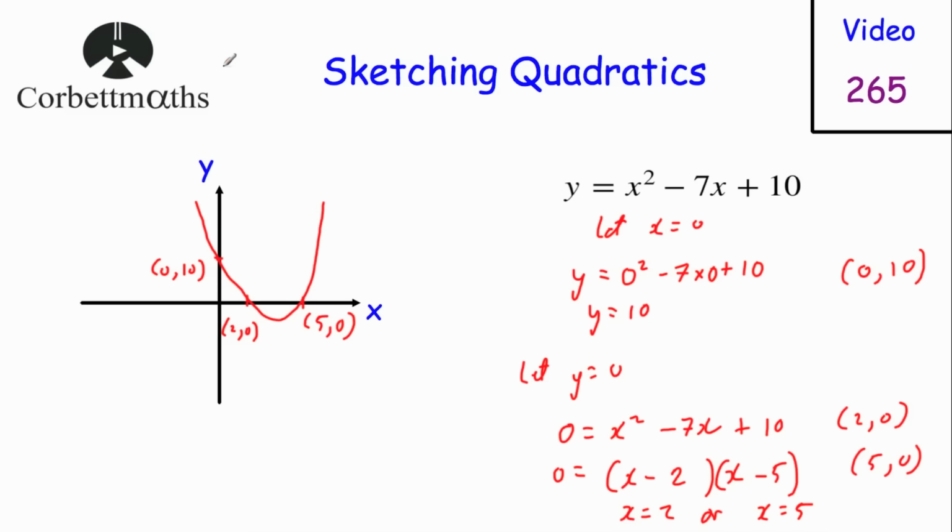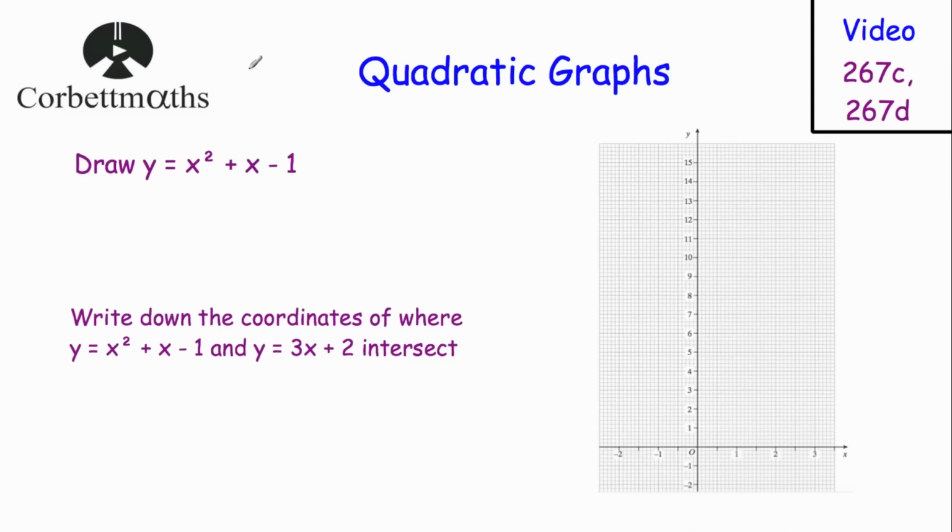Okay, let's have a look at our next topic. So our next topic is quadratic graphs, and we're going to be looking at videos 267 and 267D on Corbettmaths, and those videos focus on drawing quadratic graphs. So we're going to draw a quadratic graph here, this y equals x squared plus x minus 1 on this set of axes, and what we're going to do is write down the coordinates of where this quadratic meets a straight line graph.